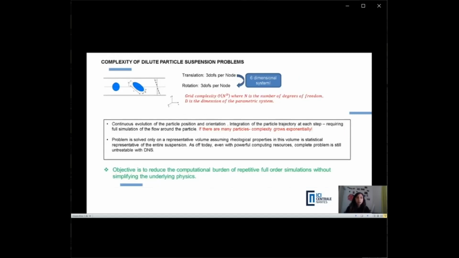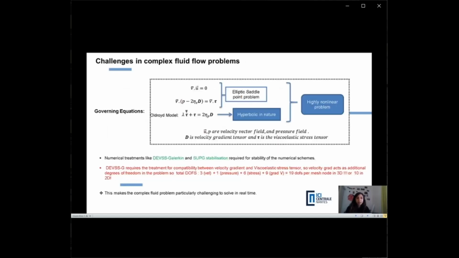Why particle suspensions? Due to the continuous evolution of the particle position and orientation, we need to integrate the particle trajectory at each step, which requires full simulations of the flow around the particle. And if there are many particles, which is always the case, the complexity grows exponentially. Also, certain assumptions are made. For example, the problem is solved only on a representative volume, assuming that the rheological properties in this volume are a statistical representation of the entire suspension. So the objective is to reduce the computational burden of repetitive full order simulations without simplifying the underlying physics.